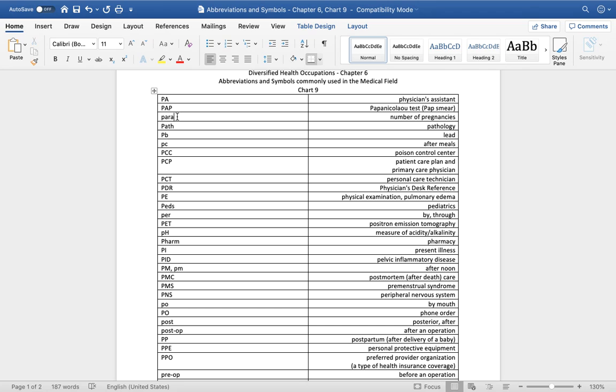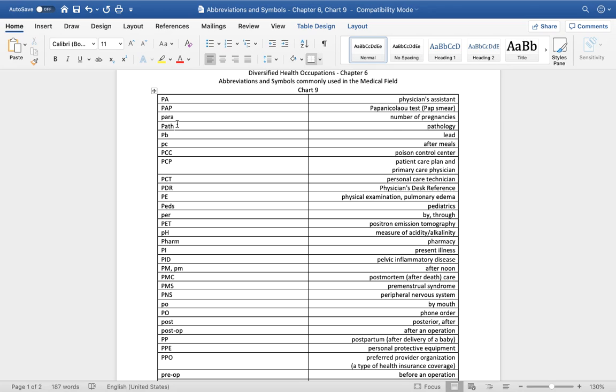Para is number of pregnancies. There's another abbreviation that's for number of births, but the number of pregnancies and the number of births that a woman has could be different. It could be different because they could have miscarried a child, or they could have had a voluntary abortion. So if you have a different para number from the number of births, you need to ask why. And it makes a big difference on whether or not they're going to have a high-risk pregnancy.